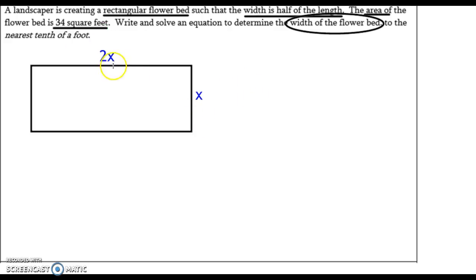There are other ways to write this. You could have written X for the length and X divided by 2, or 1/2 X here, but I prefer this because I prefer not to use a fraction. Now it tells us the area of the flower bed is 34 square feet.